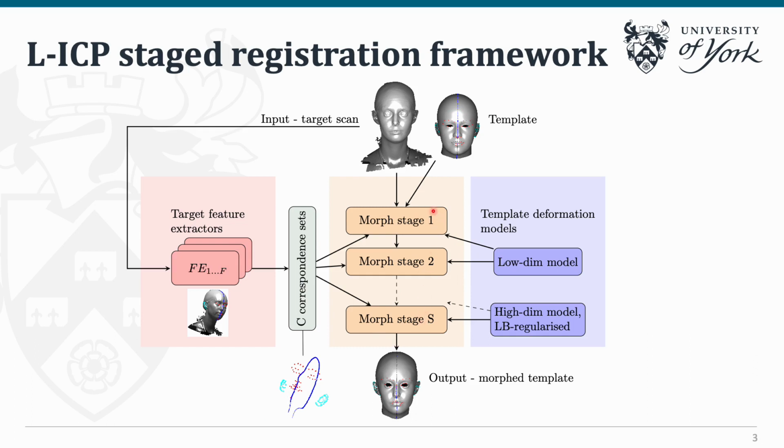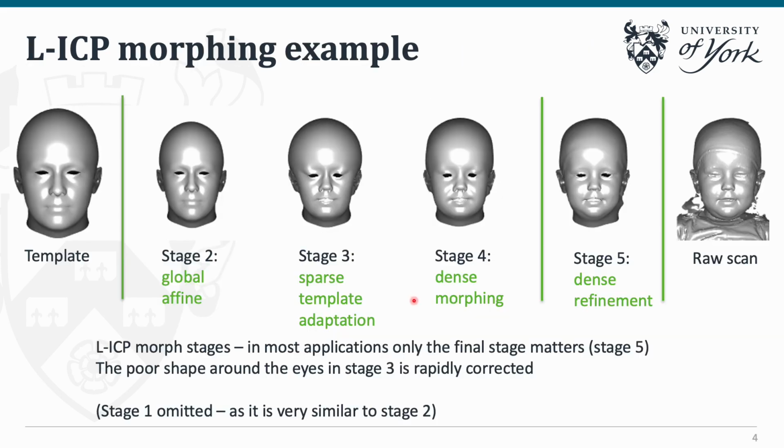We use 5. Early stages use few correspondence sets, such as the landmark based ones, and low dimensional deformation models such as global affine. As we progress through the stages, we use progressively more correspondence sets, going from sparse to dense correspondence search, for example, and eventually we're using high dimensional deformation models that are Laplace-Beltrami regularized. So here's a morphing example.